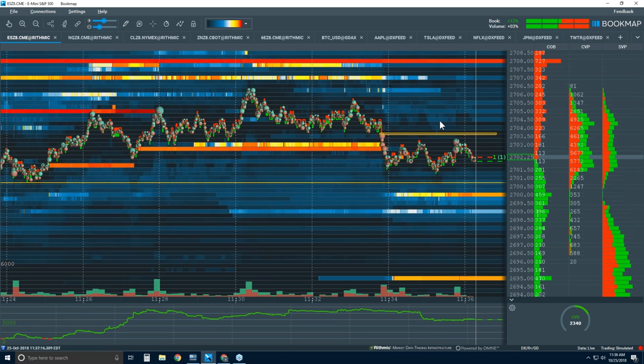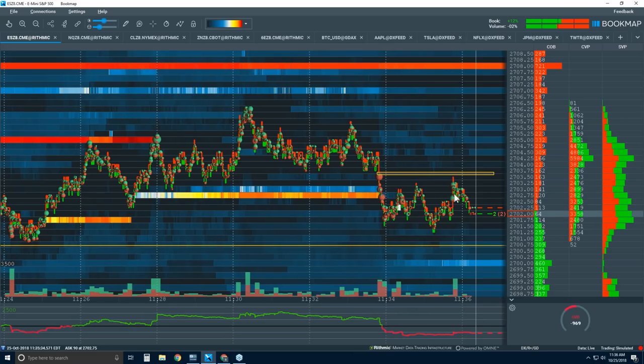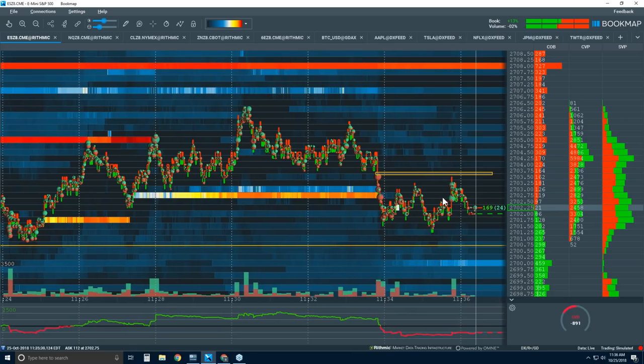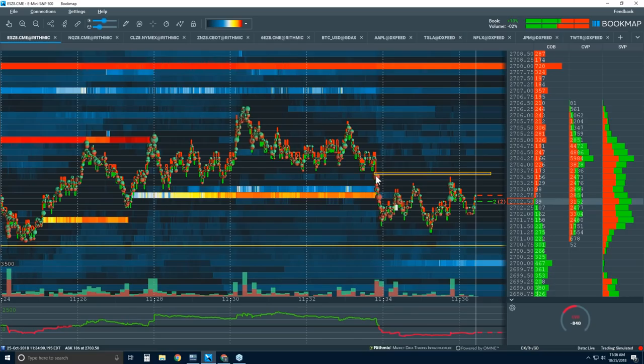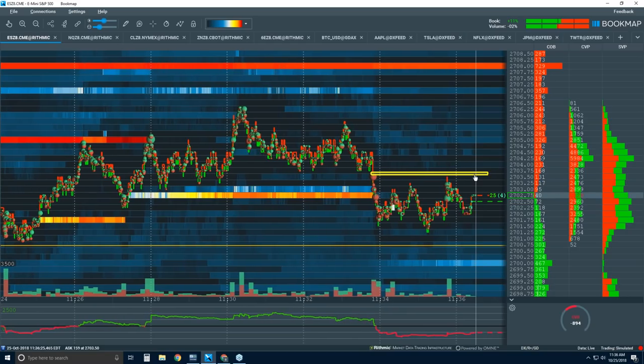And nothing yet. And they're trying, but the sellers are still in command of this here, below this kind of 03 and a half in this time frame.